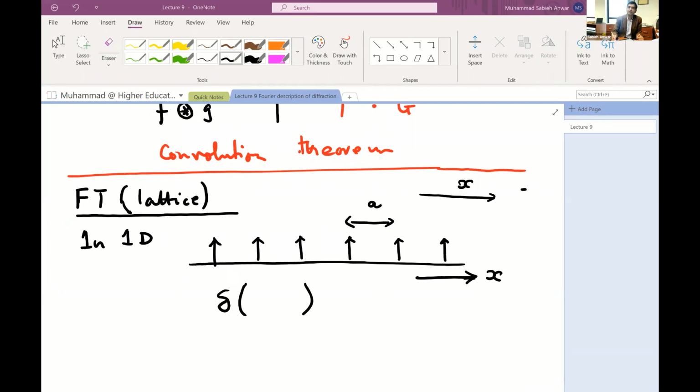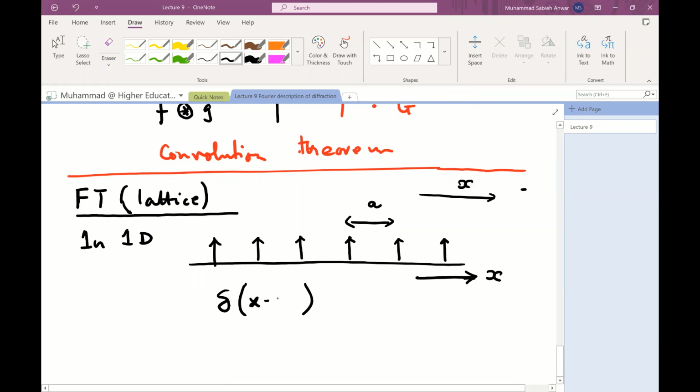I need to write this function, this train of Dirac delta pulses. So what should be the argument of delta? Sir, x minus a times n, where n is the number of points, right? And n goes from minus infinity to plus infinity. Okay, so this is my lattice in real space.